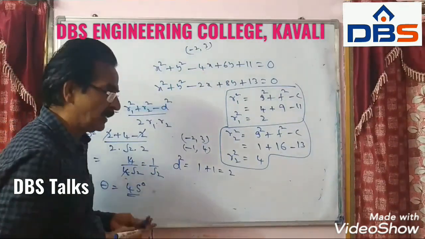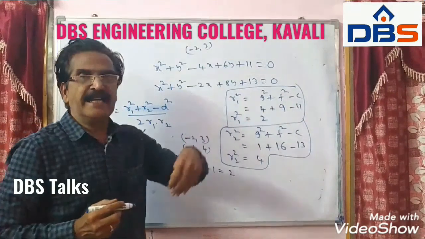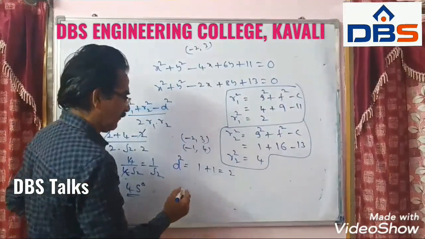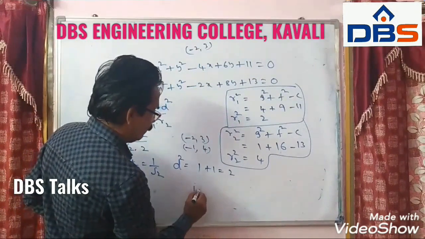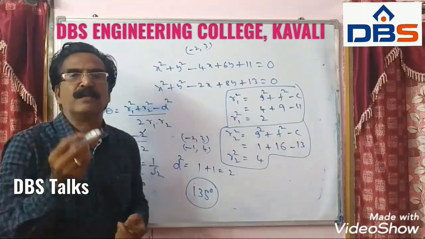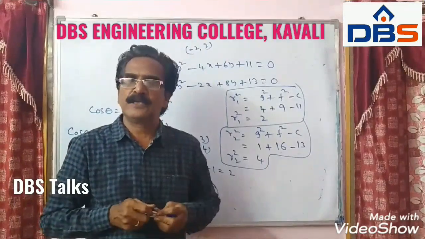Theta is 45 degrees. Therefore, our angle between the circles is 180 minus theta, 180 minus 45, which is 135 degrees. Your answer, friends: not 45, 135 degrees is your answer. Okay, friends.